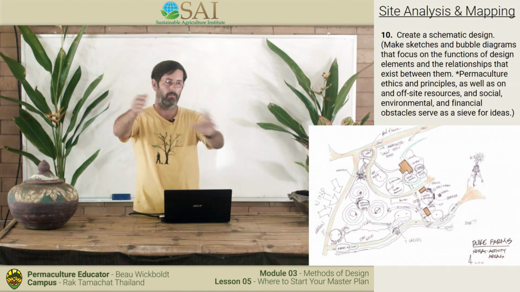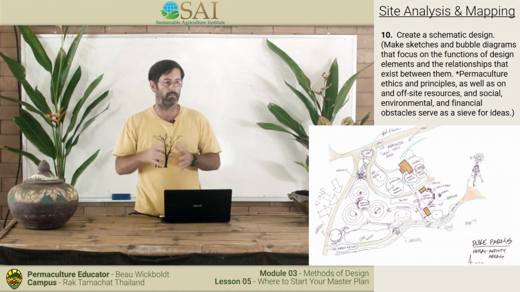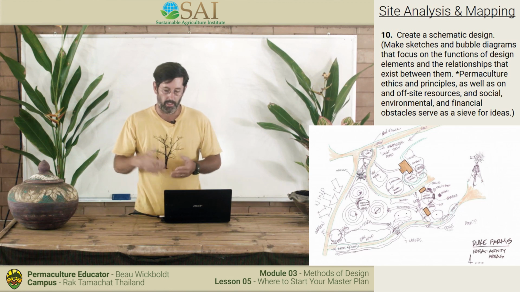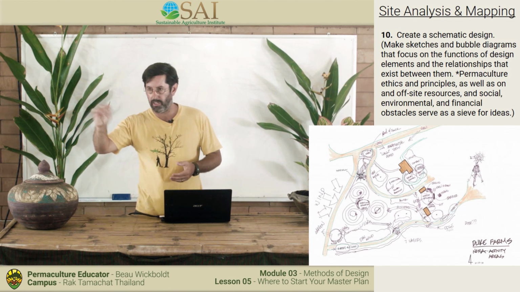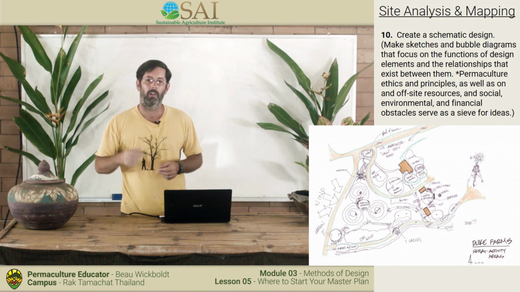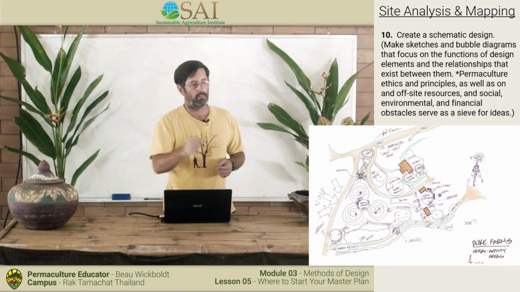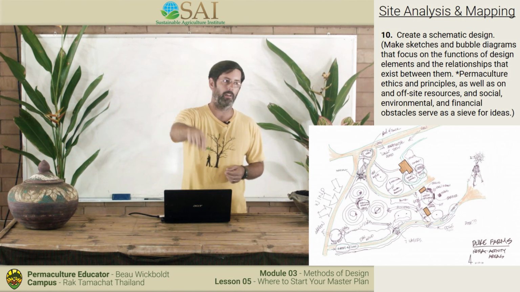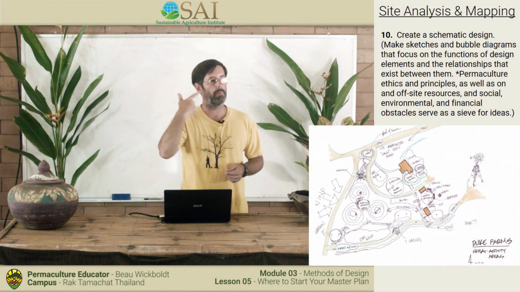So here's a nice little schematic design. It's not really perfectly to scale, but it will represent what's going on. Make sketches, make bubble diagrams that focus on functions of elements and the relationships between them. Really try to focus on writing down the relationship between each element and why you placed that element there next to that element. Why did you do that? Why did you make that decision?